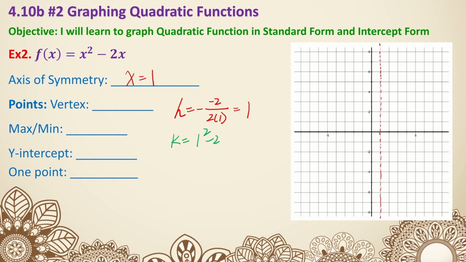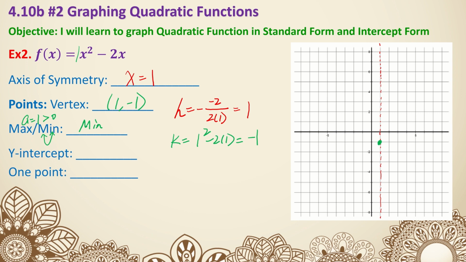Next, in order to find the vertex, we need the k. So it's 1 squared minus 2 times 1. That is negative 1. H comma k is 1, negative 1. That's our vertex. And our a in this case is a 1 in the front, which is greater than 0, so it opens up, which means the vertex we have is a minimum.